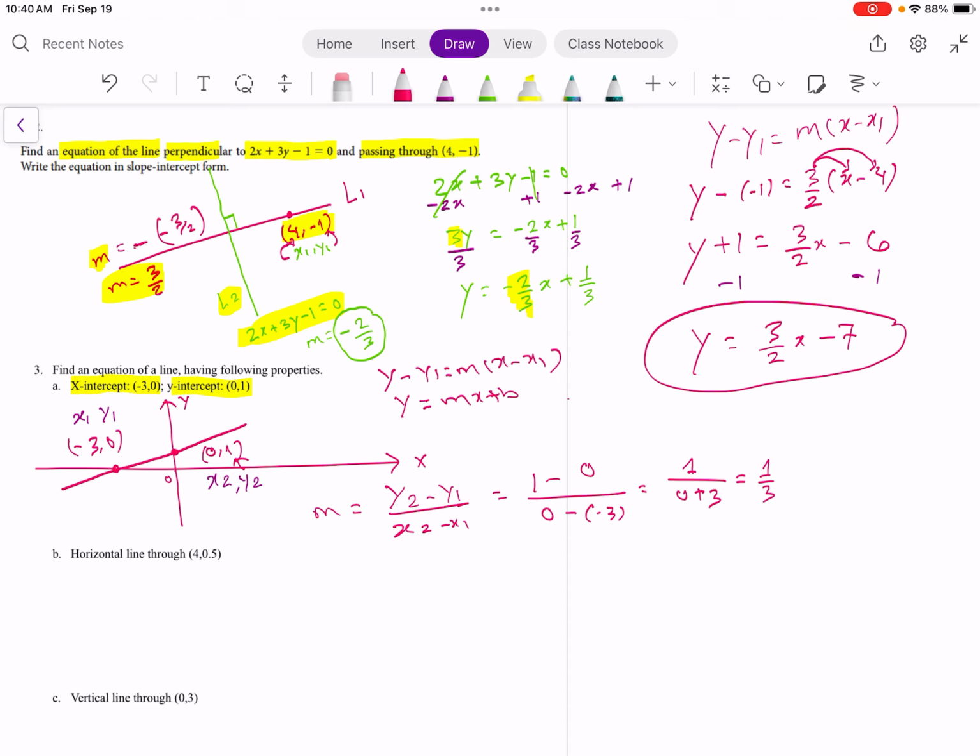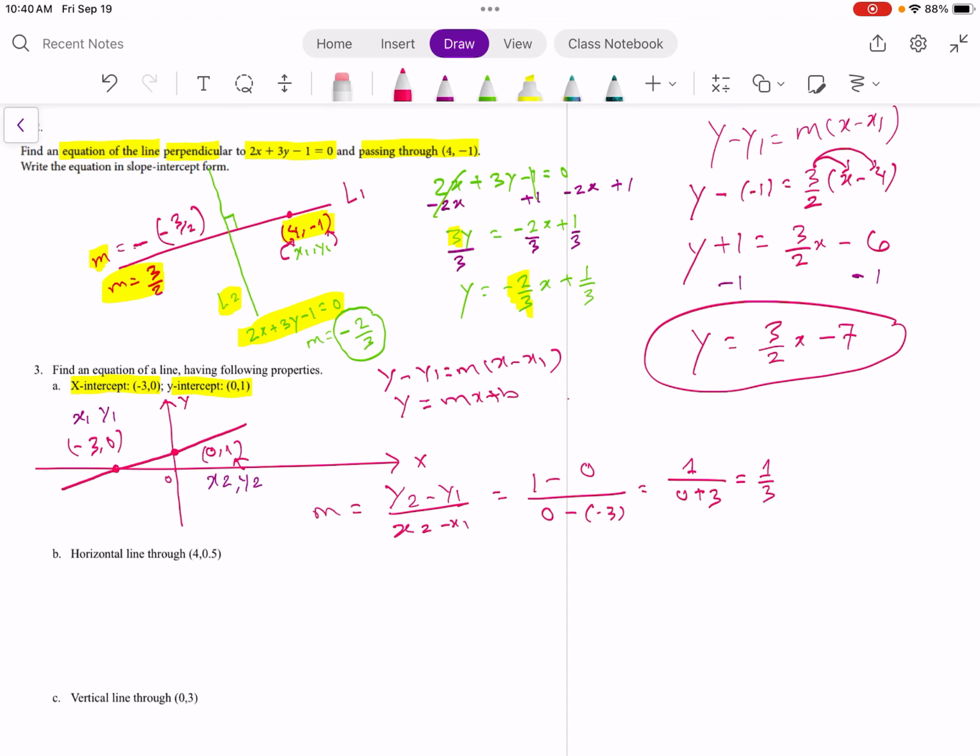We know the slope. Now, which form do you want to use? Yeah, we can use y equals mx plus b. But to use that, we should know what b is. So what is b here? b is the y-intercept. At what point does this line cross the y-axis? At 0, 1, right? So 1 is b. So your b is 1, m is 1 over 3. You substitute, and you get the equation of the line.